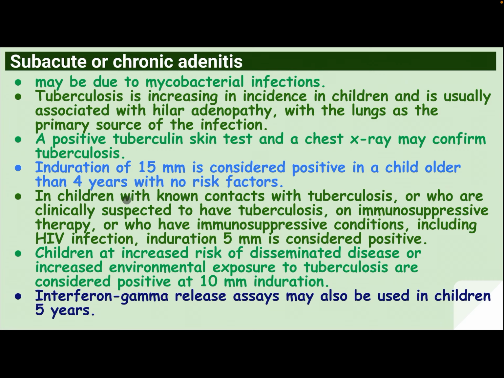factor. In children with known contacts with tuberculosis or who are clinically suspected to have tuberculosis, on immunosuppressive therapy, or who have an immunosuppressive condition including HIV infection, induration of 5 mm is considered positive. Children at increased risk of disseminated disease or increased environmental exposure to tuberculosis are considered positive at 10 mm of induration. Interferon gamma release assay may also be used in children 5 years and older.